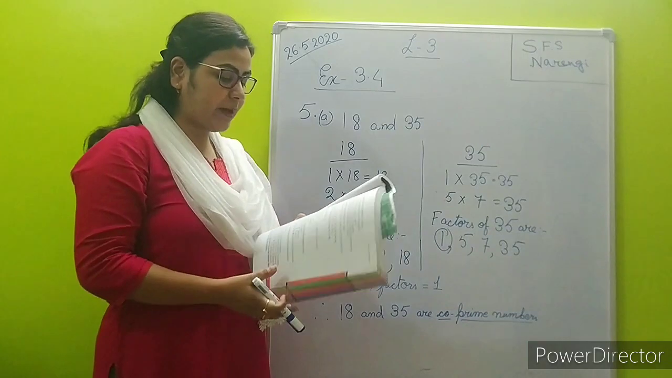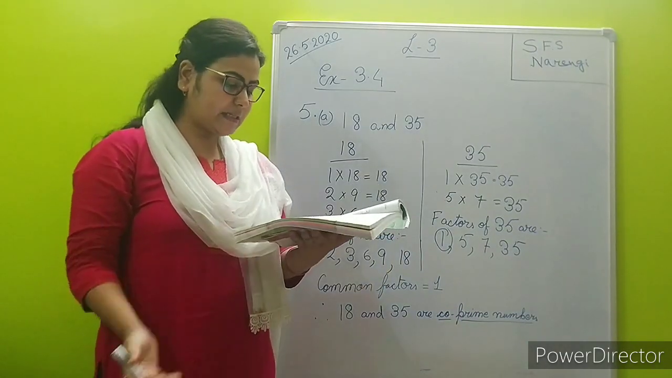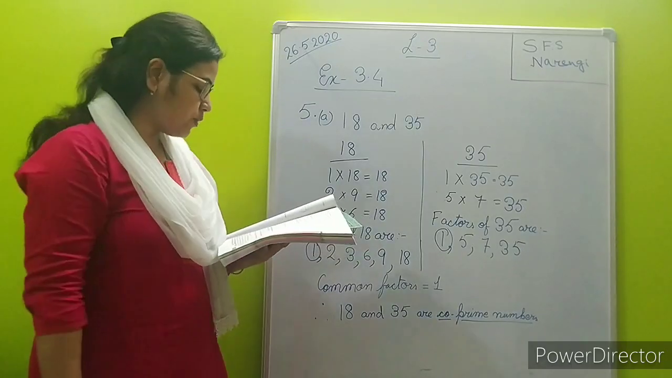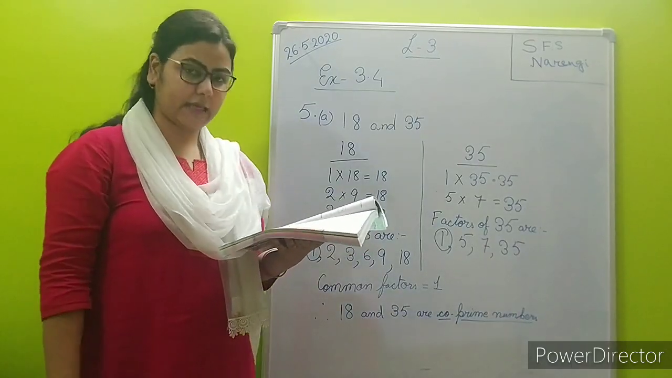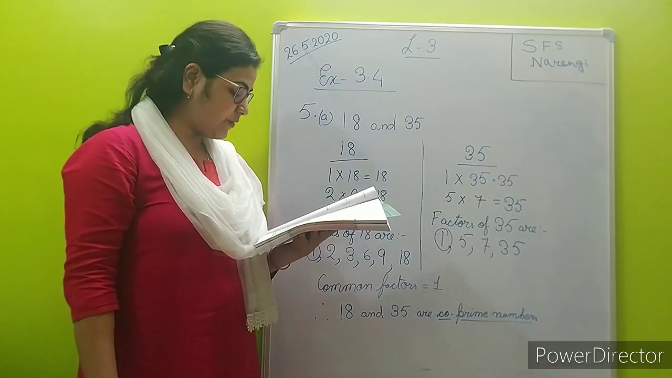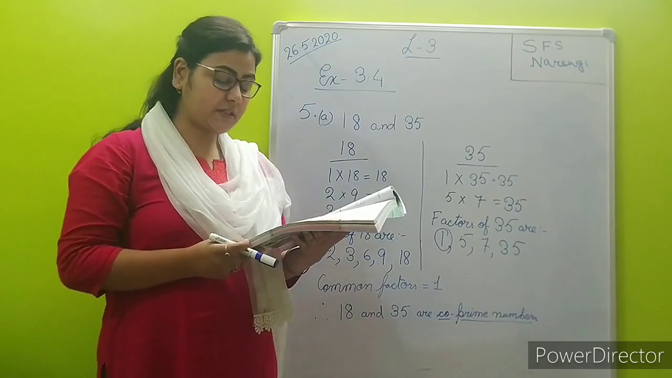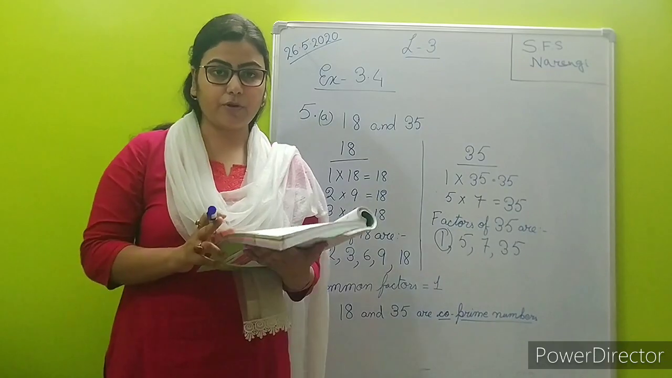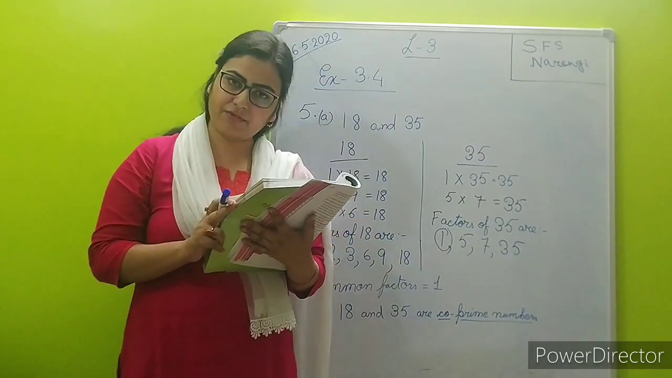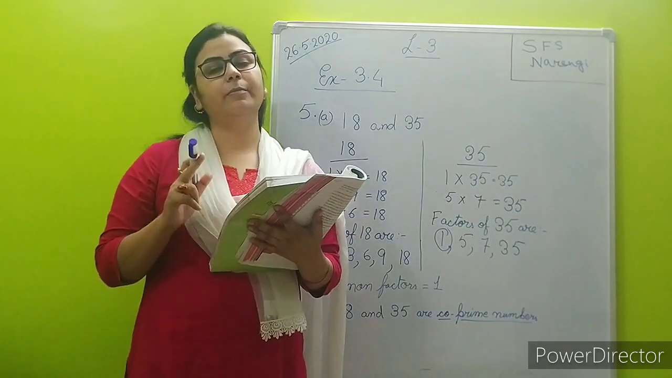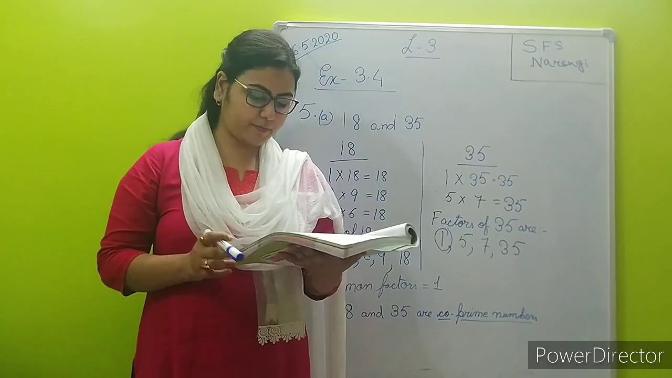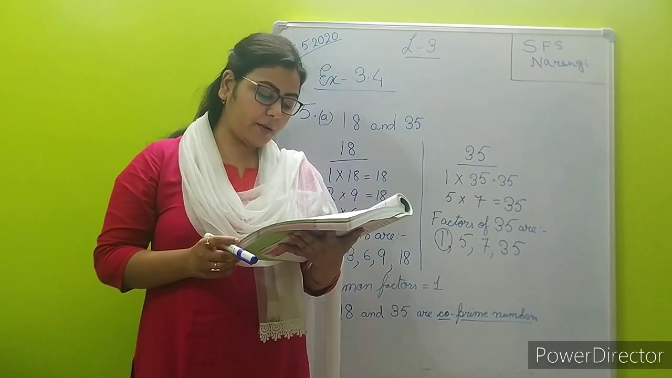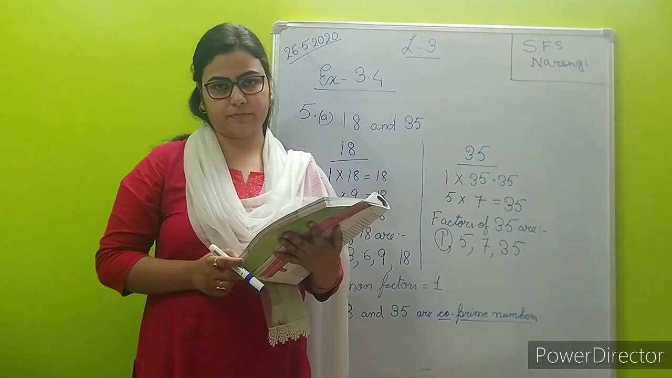So I hope you will be able to do the others, that is B, C, D, E and F. Now let's see what is the question of number 6. Number 6, what are we having? A number is divisible by both 5 and 12. A number is divisible by the number 5 and it is also divisible by the number 12. By which other number will that number be always divisible?